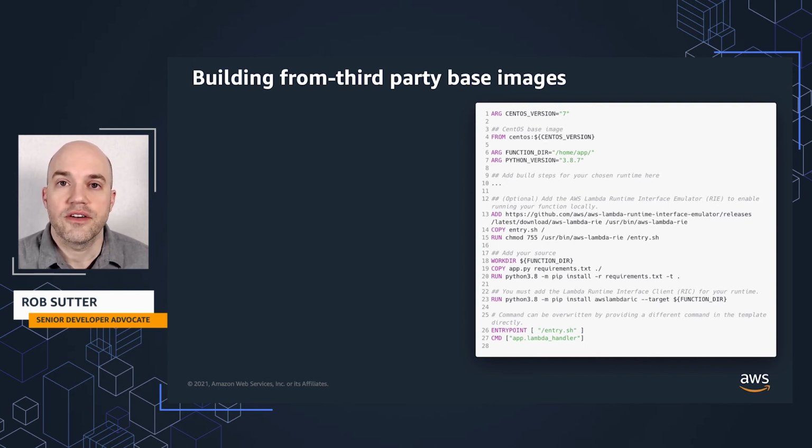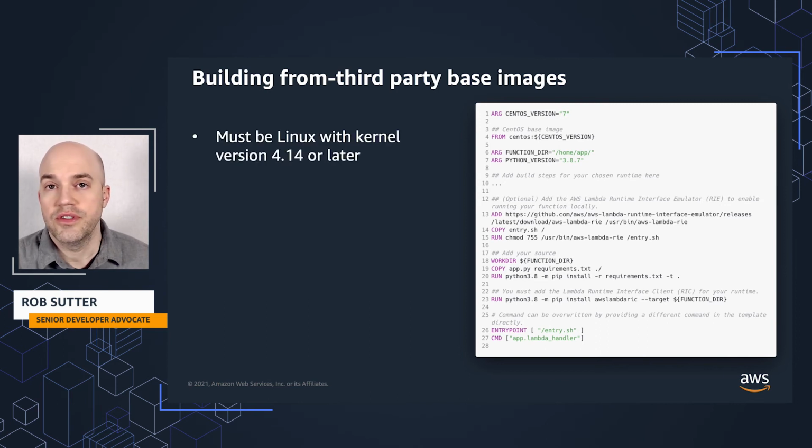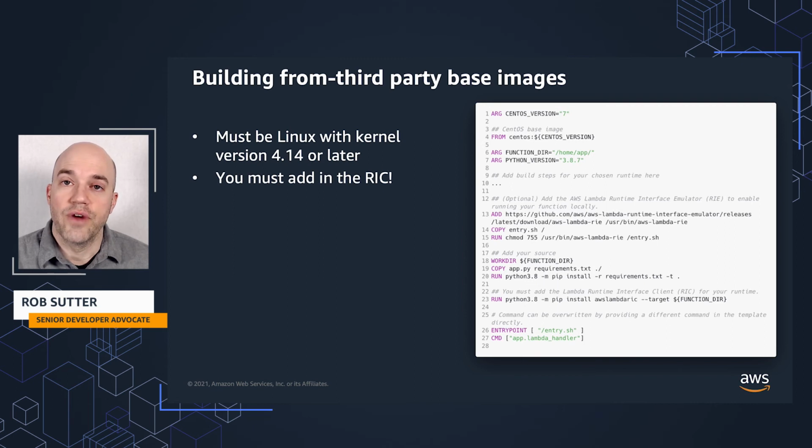The limitations are similar to the AWS provided base images. You must use a version of Linux with a kernel version 4.14 or greater. Again, this is a Firecracker requirement. You must add in the RIC yourself. And you see this on line 23 of the Docker file on the right, when a RUN install statement is used to install the runtime interface client for Python 3.8.